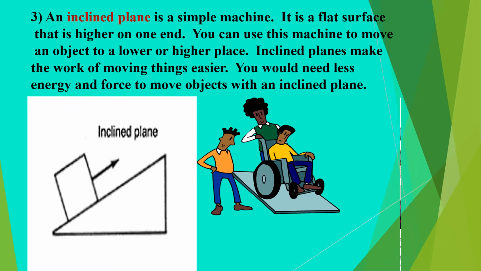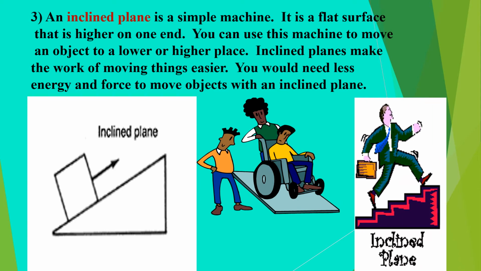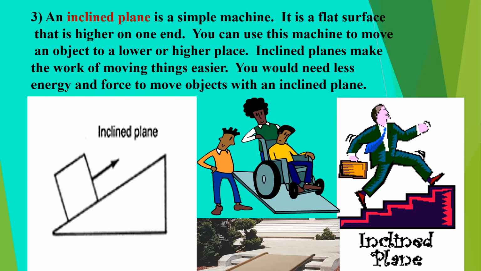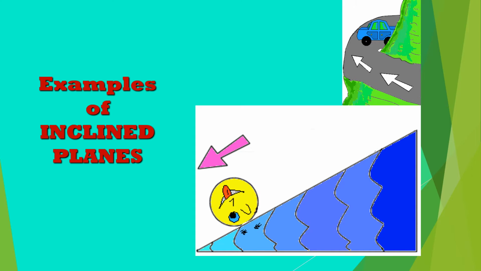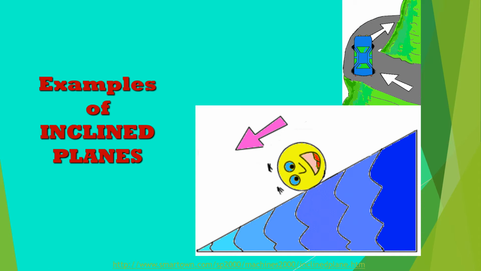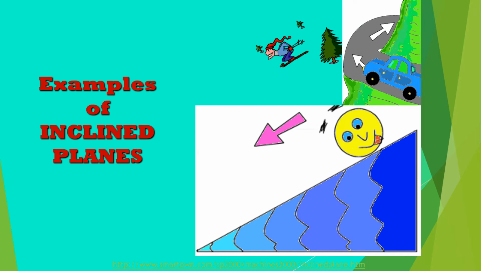An inclined plane is a simple machine. It is a flat surface that is higher on one end. You can use this machine to move an object to a lower or higher place. Inclined planes make the work of moving things easier. You would need less energy and force to move objects with an inclined plane. These pictures show some examples of inclined planes.